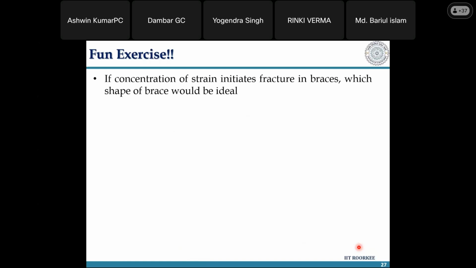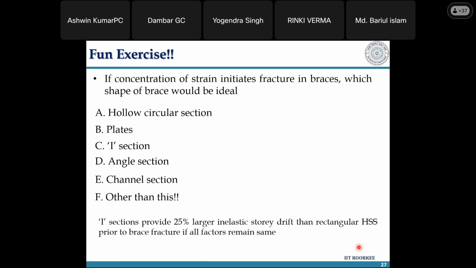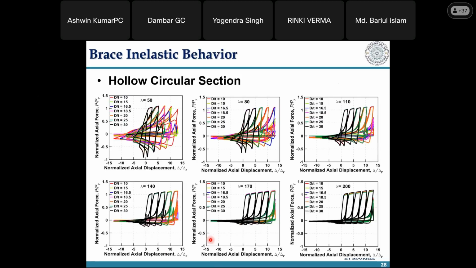If concentration of strains initiates fracture in braces, which shape of brace would be ideal? Now you'd be very clear that I sections are better. Second is hollow circular sections. Third, if you are in a low seismic region or if wind is governing, box sections are much preferred, right? Here is one tip: an I section provides 25% larger inelastic story drift than a rectangular HSS prior to brace fracture if all factors remain the same. But yes, connection is a problem for I sections, right?